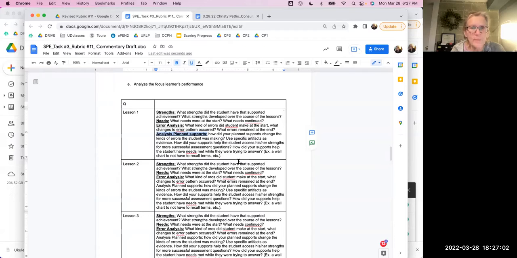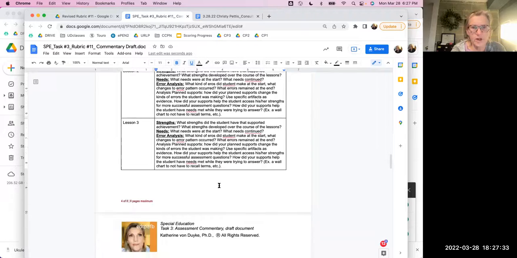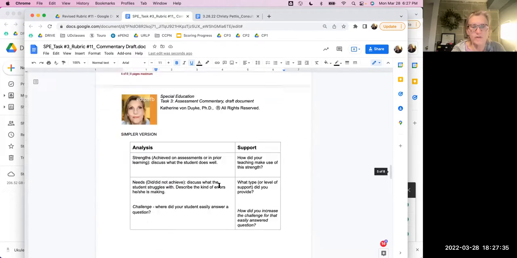How did your supports help the student have their needs met while they were trying to answer? So again, a wall chart, if they had a hard time recalling terms, met their need if they had an issue with memory recall, and yet, it's not recall that you wanted to focus on, but their use of those terms and their ability to articulate and discuss them or use them in an appropriate way. How did your supports help the student access their strengths for successful assessment questions? So in all the lesson objectives, you want to answer, again, across all of them.